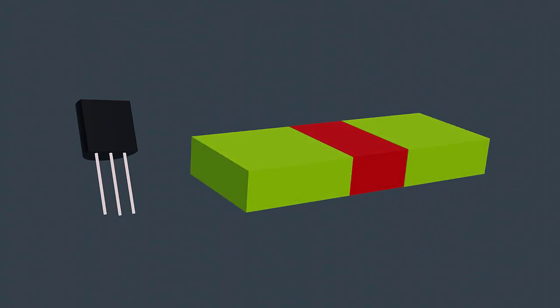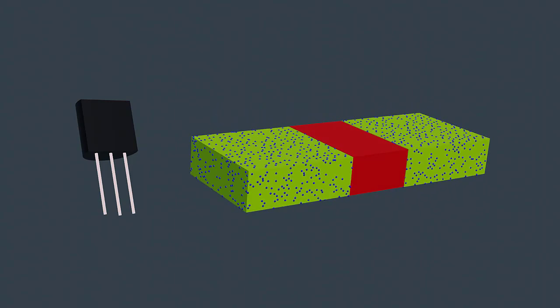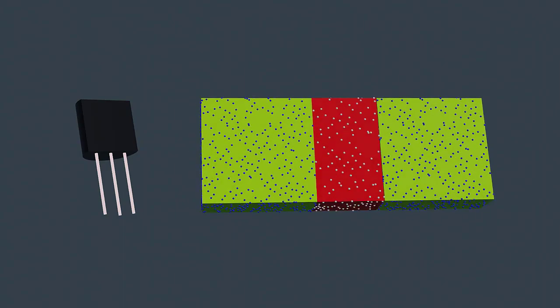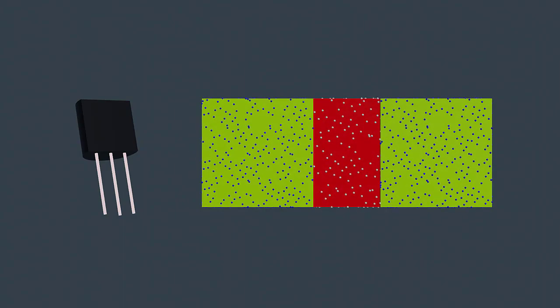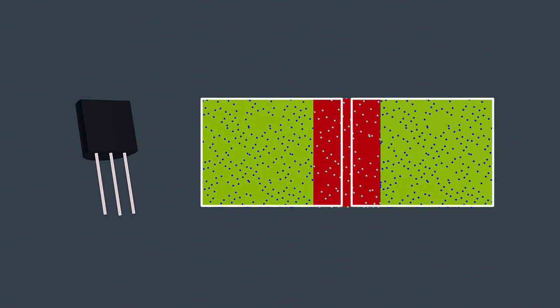The emitter and collector are heavily doped, while the base is lightly doped. This creates two p-n junctions, one between the emitter and base and the other between the base and collector.